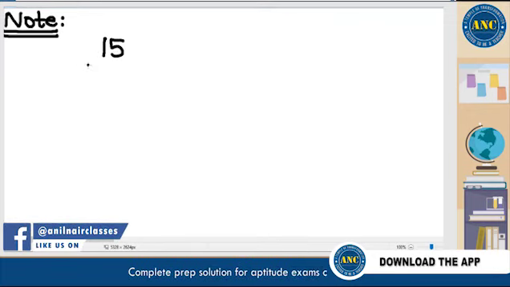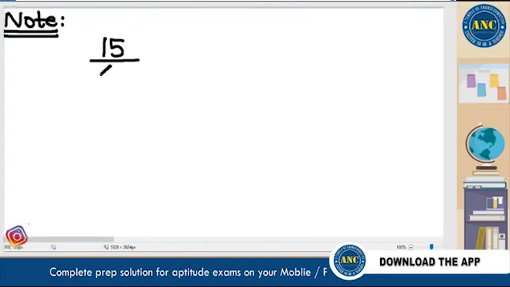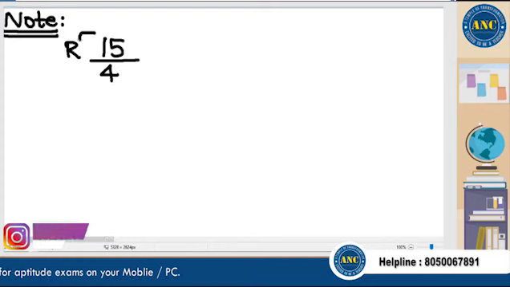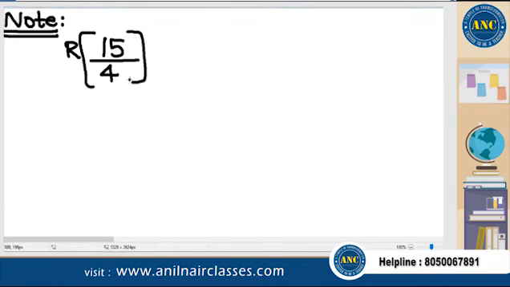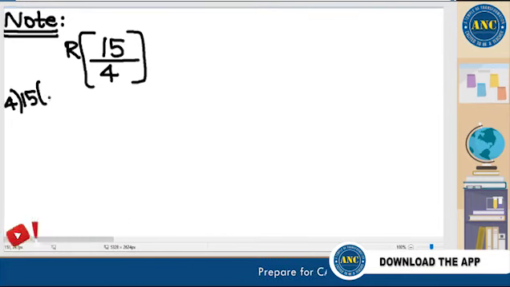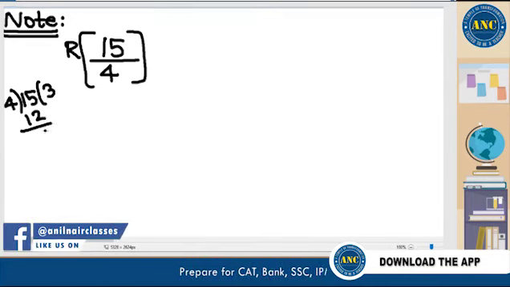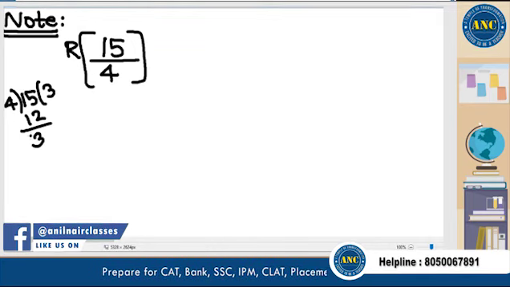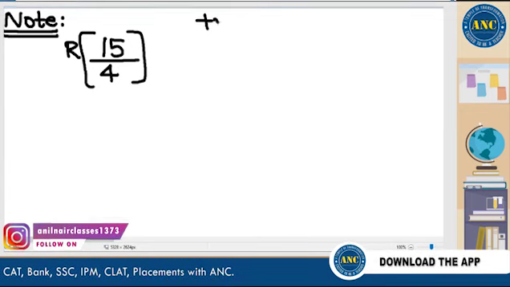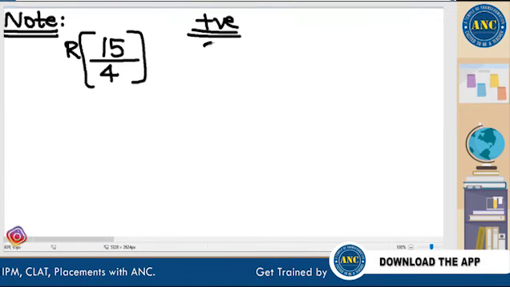Suppose I am taking a number 15. I am dividing this 15 by 4, right? I will find the remainder. What is the remainder when 15 is divided by 4? If I divide 15 by 4, 4 into 3 is 12. What is the remainder? Remainder is 3. That remainder 3 is nothing but my positive remainder, right? Positive remainder is nothing but 3.